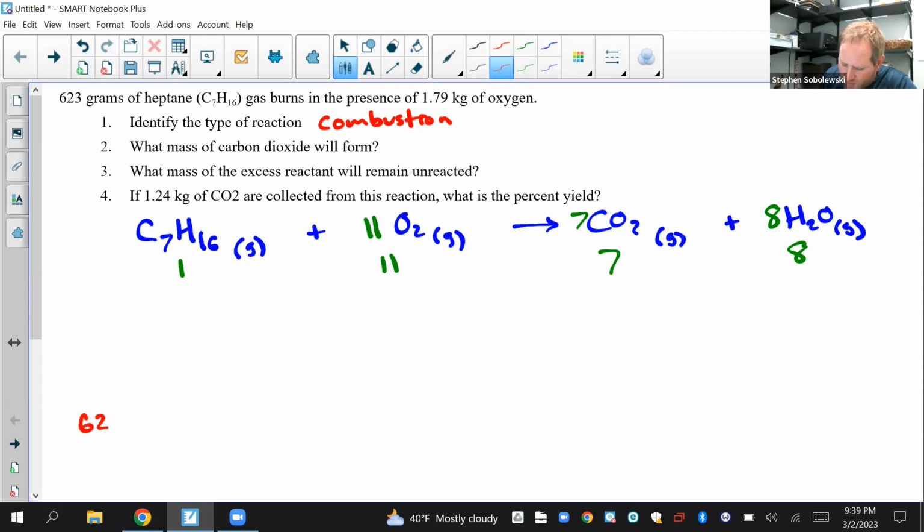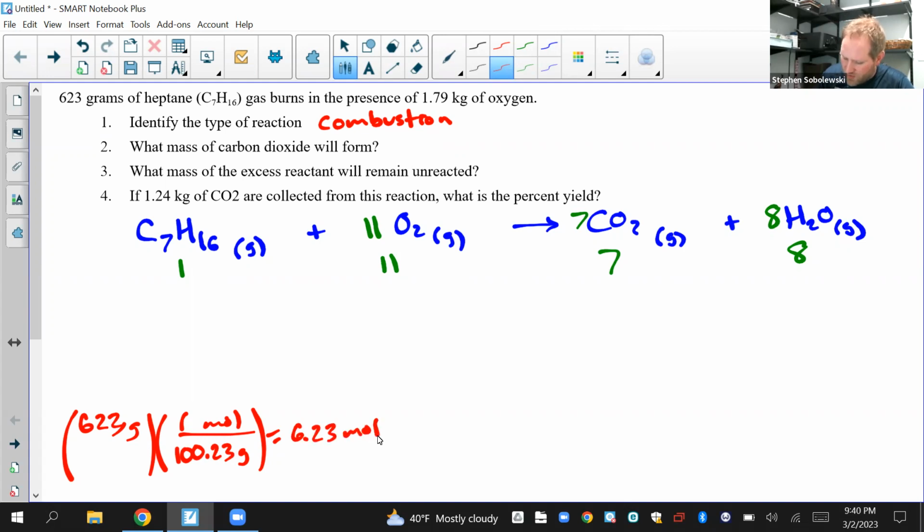All right, 623 grams. That's heptane, times 1 mole over, so C7 is going to be 12.01 times 7 plus 1.01 times 16, is going to be 100.23. That's the molar mass. 623 divided by that gives me 6.23 moles. All right, so I like to put that right underneath here, 6.23. That's how many moles of that I have.